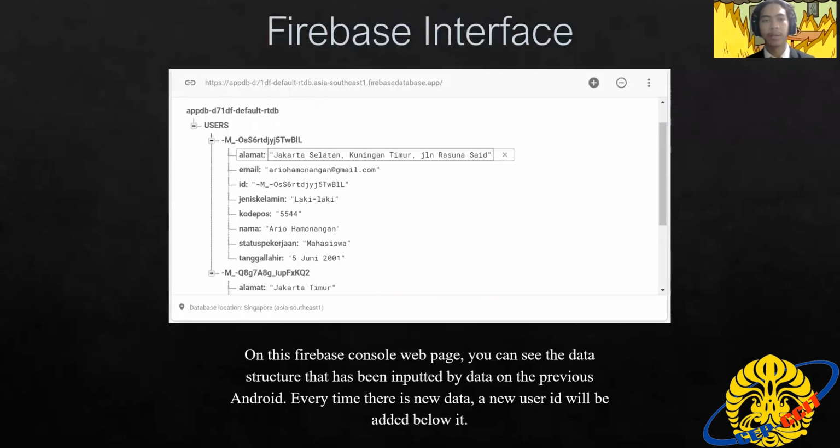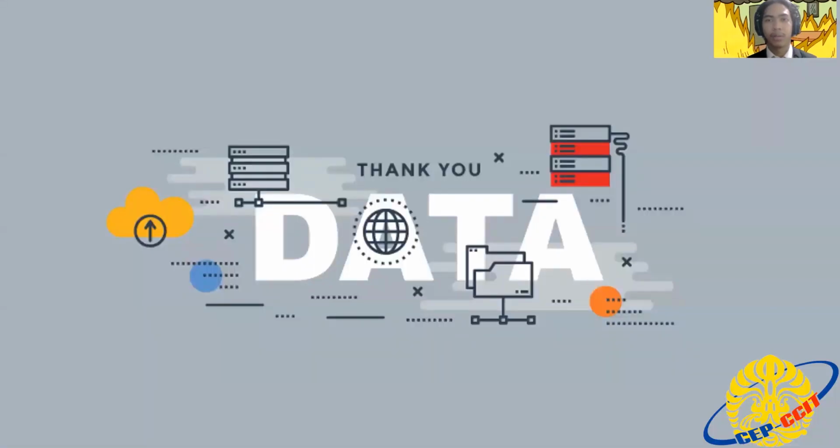So here, this is what it looks like if you submit. See, there's the address, the email, the ID. The ID isn't really what you submitted, but everything else is what you submitted. And then if you update, delete, or input new data, of course, the Firebase will change as well. So that's it for our presentation.